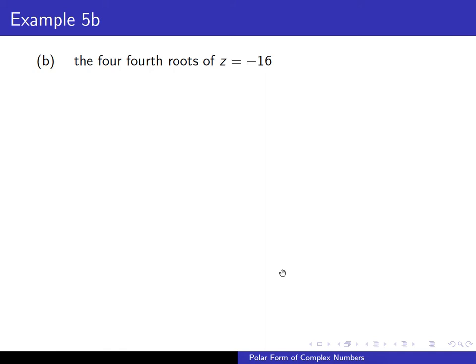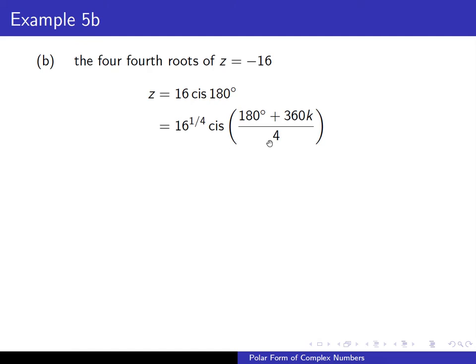All right, part B, the 4 fourth roots of z equals negative 16, or z equals negative 16 plus 0i. Negative 16 plus 0i in polar form is 16 cis 180 degrees, or 16 cis pi radians. So we're going to take the fourth roots of that, so 16 to the 1/4 power, or the 4th root of 16, and then cis (180 plus 360k), and since they're fourth roots, we're going to divide that expression by 4. So when we simplify, 16 to the 1/4 power is 2.